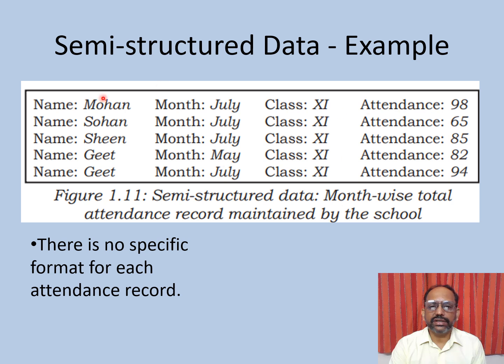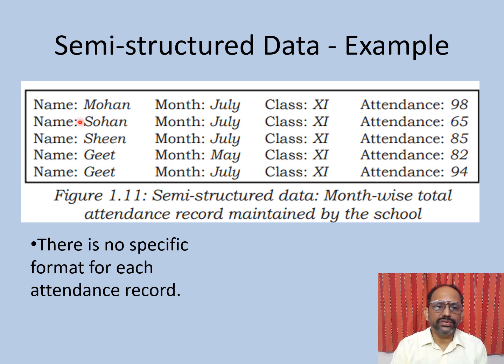Now look at this semi-structured data example. What are you looking at? See, this is not like unstructured data. For every student, the name title is there, the actual student name is there, the month title is there, the actual month is there, the class title is there, the actual class information is there, and the attendance. Is it maintained in tabular form? The answer is no. But there is a specific structure that is maintained for all the students.